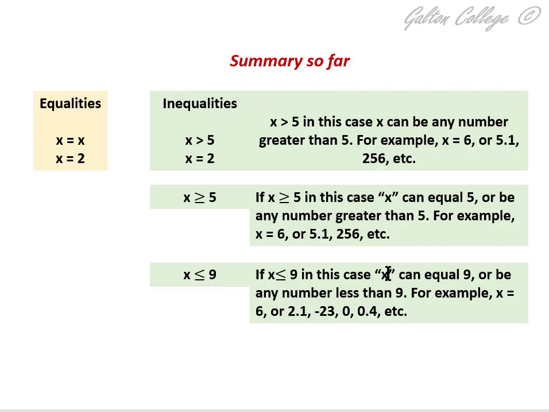So x, in this case, can equal any number less than 9. For example, x could be 6, or 2.1, or minus 23, or 0, or 0.4. It could be 9. It can equal 9 because x is less than or equal to 9. So it could have the value 9, or any value smaller than 9. These are important points, and make sure you're clear about these.